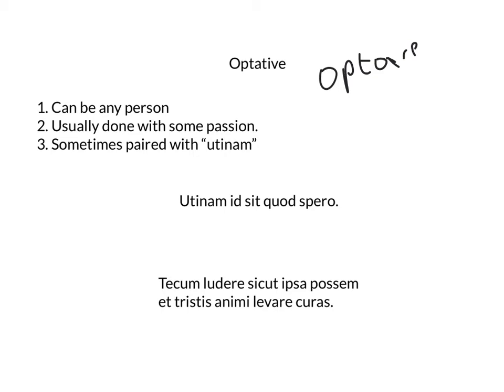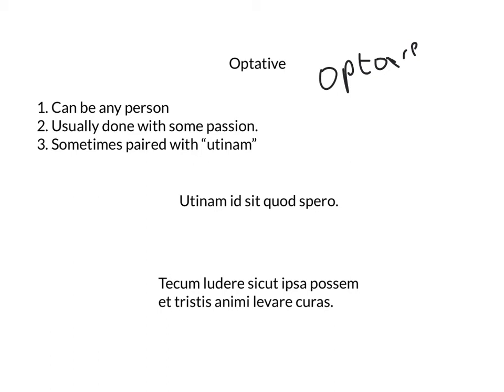Optare means to want. This is the wishing subjunctive use. It could be any person. You can wish that anything happened. You can wish that something happened to you. So you wish that I do something, or you can wish that that something over there happens in the third person. I can wish that you do something.